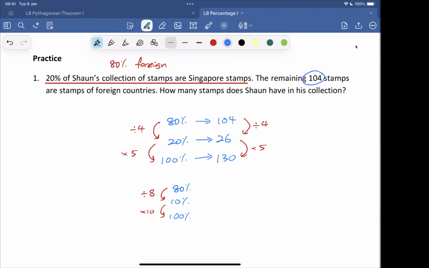Do anything you want, as long as you simplify first. Then you can multiply it later.